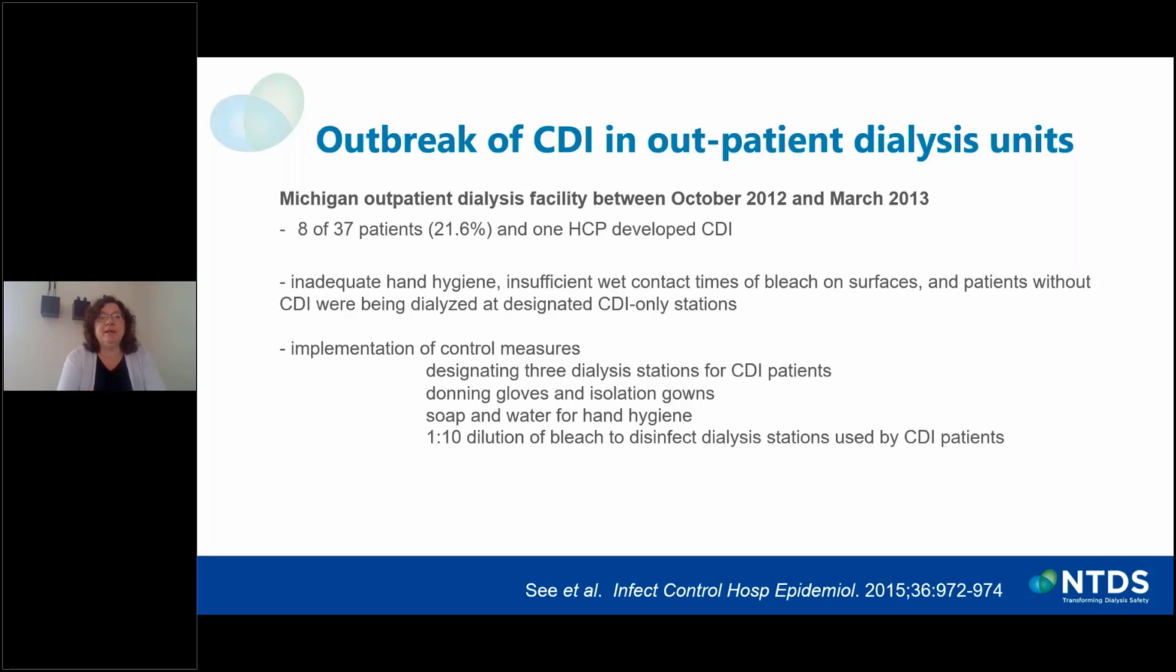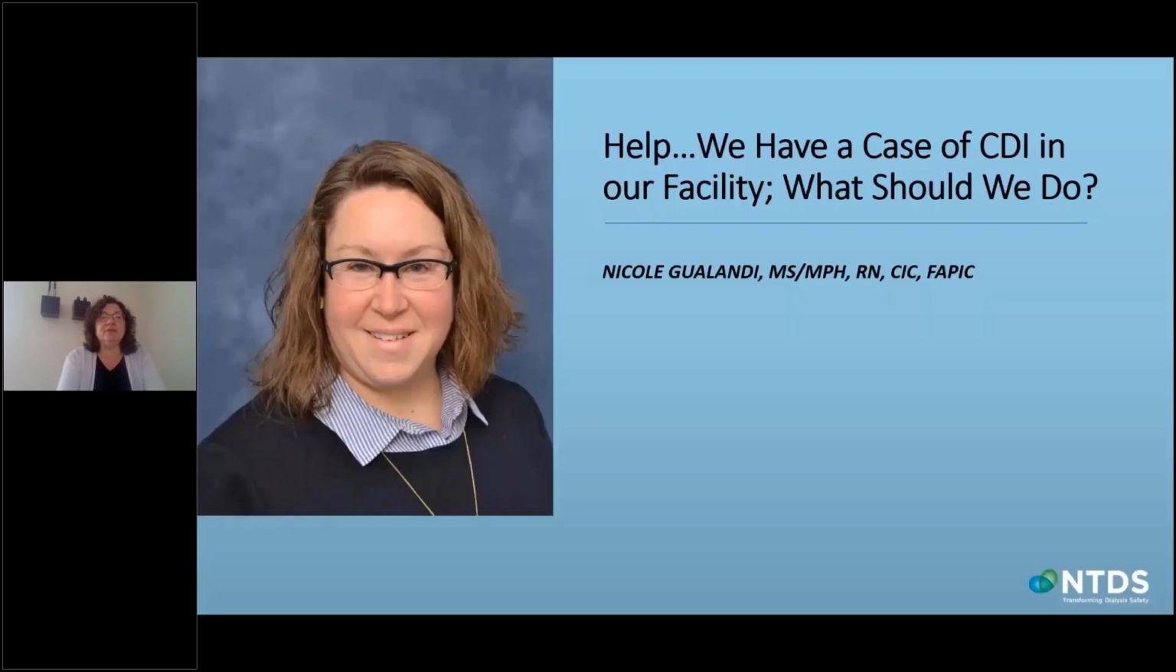So the following implementation of control measures occurred and the outbreak stopped. There were 3 designated dialysis stations only for C-DIFF patients, donning gloves and isolation gowns, soap and water for hand hygiene, and lastly, a 1 in 10 dilution of bleach to disinfect dialysis stations. And these were all effective in terminating the outbreak.